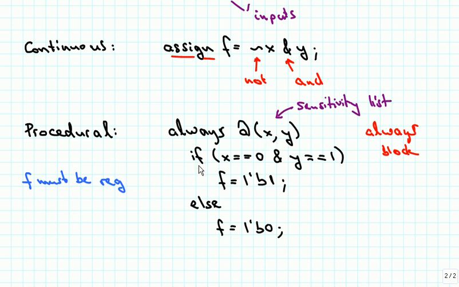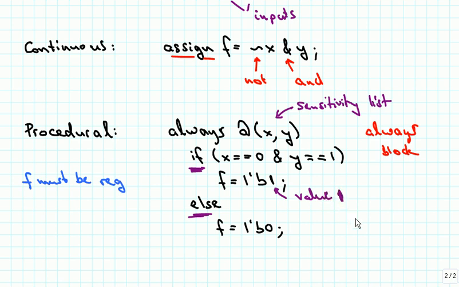And then we use an if-else statement here. So if x is equal to 0, so double equal sign means equal to, and y is equal to 1, then we make our output 1. So the f = 1'b1. So 1'b means that we use 1 position, and we're going to specify this in binary. So 1 position means 1 bit. We specify this in binary, and then we give it an output of 1. Okay, so this is the value 1.